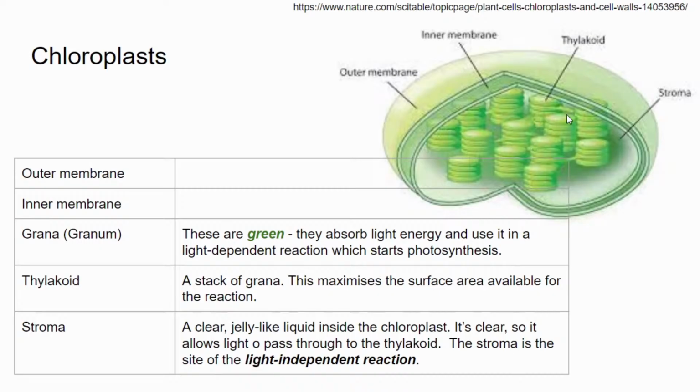The light energy is then used in the photosynthesis reactions. The grana are arranged in these big stacks, which are then linked together. Those stacks are known as thylakoids. And the whole purpose of the structure is to, once again, maximize the surface area available for the reactions. In this case, the light-dependent reactions.